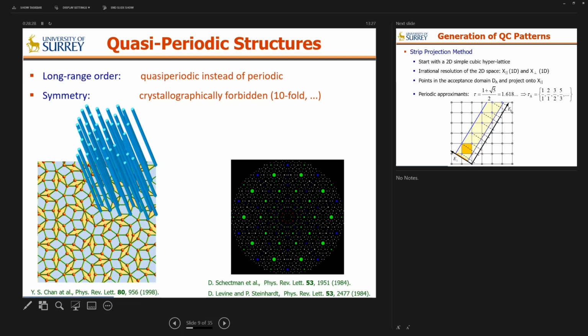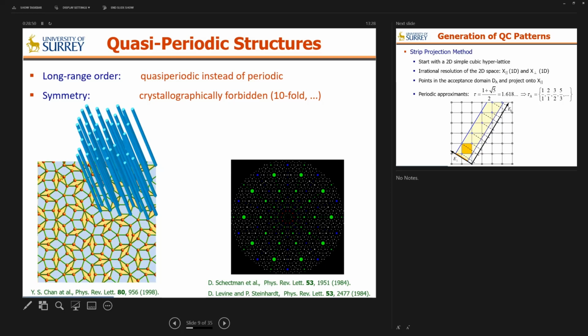So wherever we have a point, a dielectric cylinder, the resulting pattern is going to be non-periodic, with this higher symmetry, which is crystallographically forbidden, and we would like to find out if they have band gaps. Now, you may wonder, how do you generate the quasi-crystalline point pattern itself?